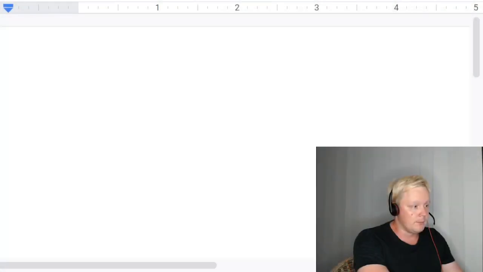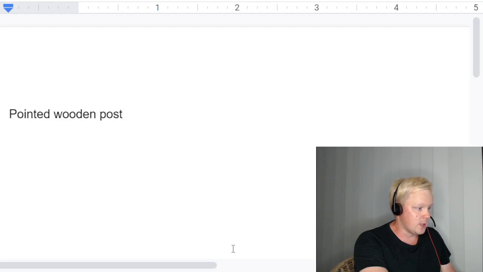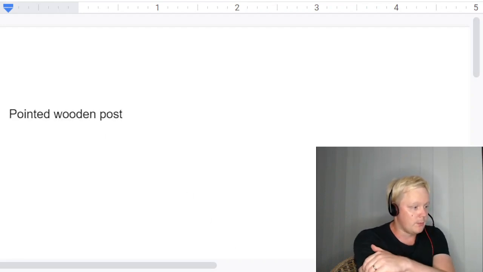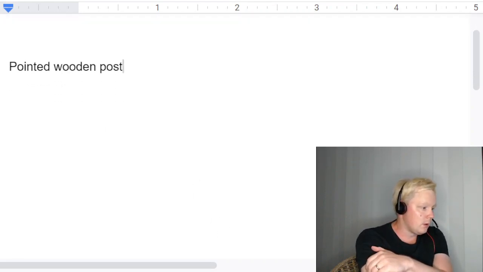So how I'm going to do this is I'm going to bring out my whiteboard and I'm going to put some clues on and explain what kind of different clue types we have and how to solve them. But first, let's look at what a non-cryptic, standard crossword clue looks like. So this is what you might see in a non-cryptic standard crossword: pointed wooden post.